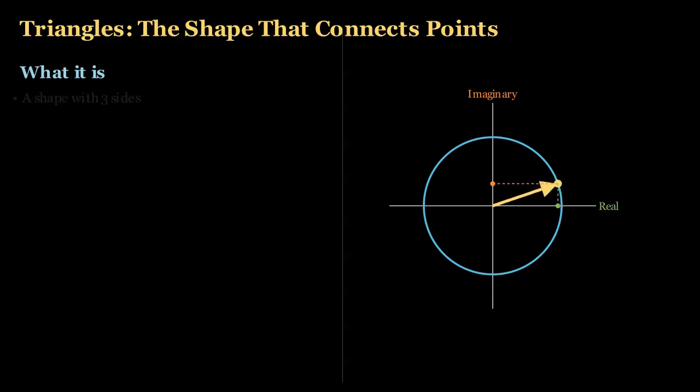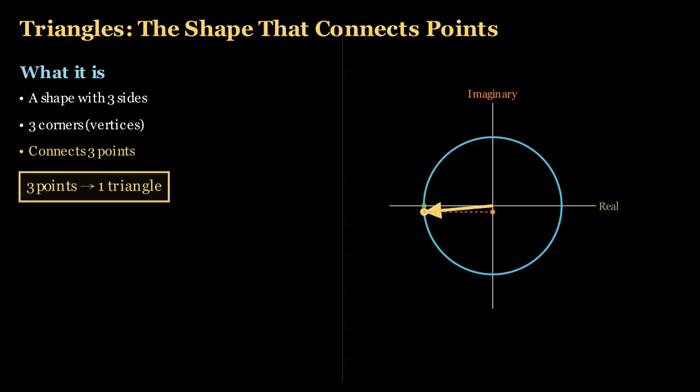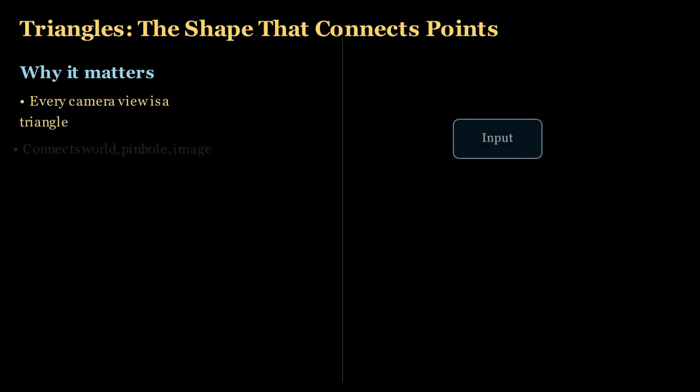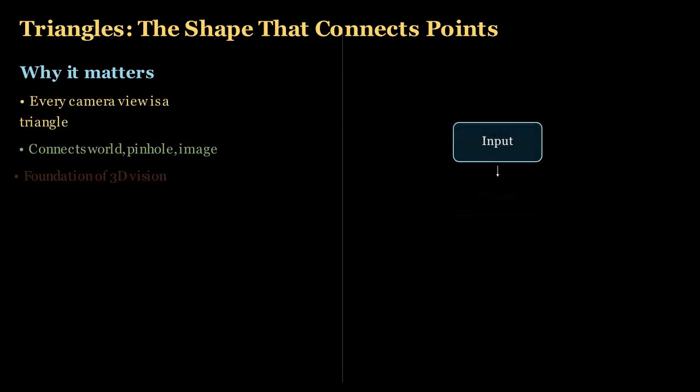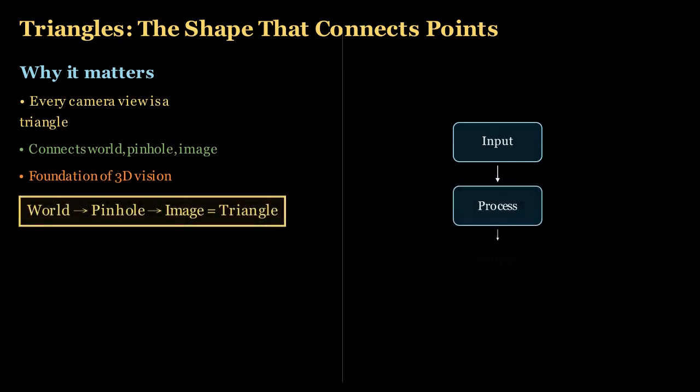A triangle is the simplest closed shape you can make with straight lines. It has 3 sides and 3 corners, which we call vertices. Think of it as the shape that connects any 3 points in the world. In your pinhole camera, every point you see forms a triangle. One corner is the real-world point, one is the pinhole, and one is its image on the sensor. Understanding this triangle is the key to how cameras capture our 3D world.